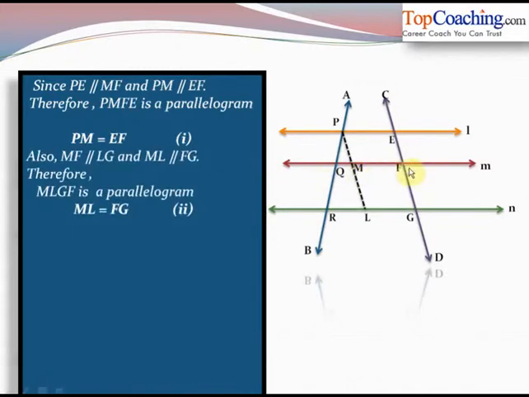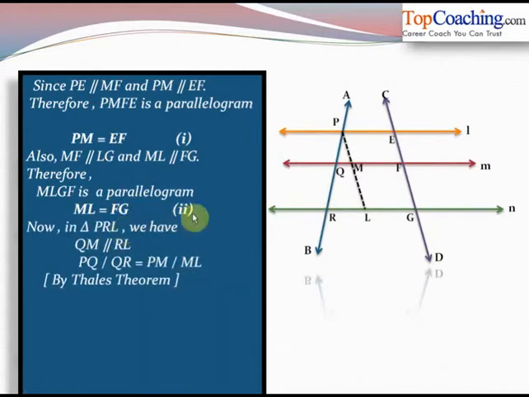Also MF is parallel to LG. If we consider this quadrilateral, then MF is parallel to LG and also ML is parallel to FG. Again this is a parallelogram because the opposite pairs of sides are parallel to each other. So ML would be equal to FG because the opposite sides are again equal in a parallelogram. And let us say that this is equation number 2.